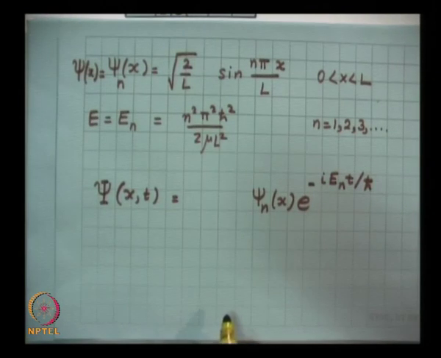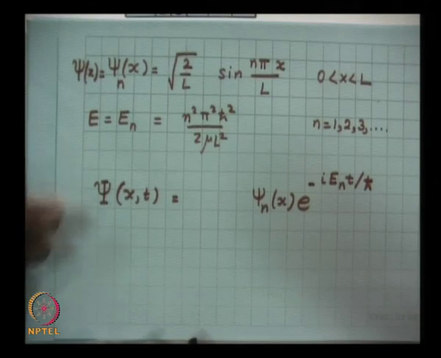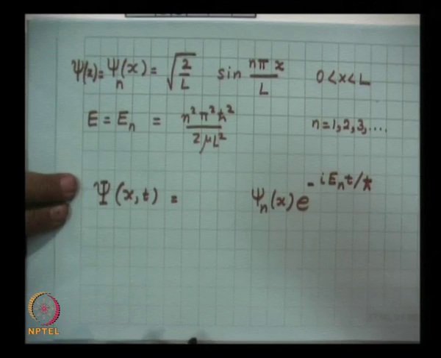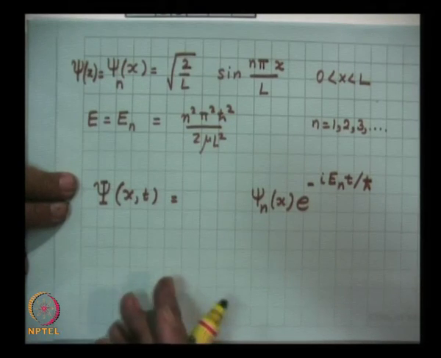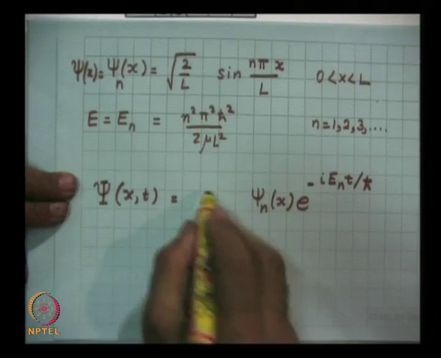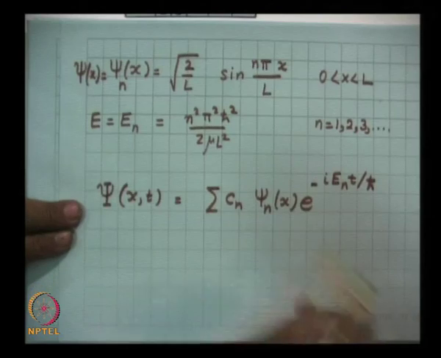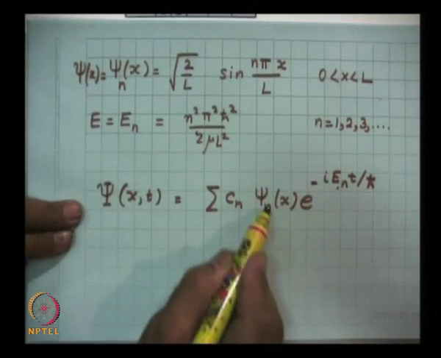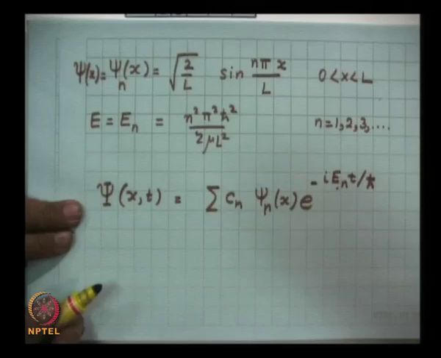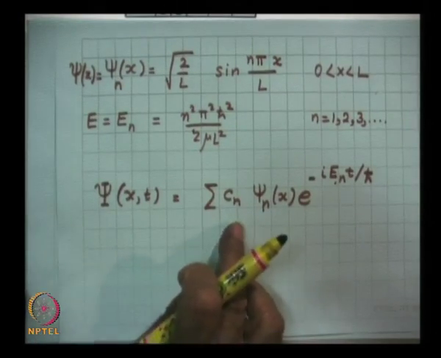Now, the most general solution of the time dependent Schrodinger equation will be a sum of this, the linear combination C n psi n of x e to the power of minus i E n t by h cross, where E n is given by this and psi n is given by this. This superposition of different states is a characteristic of quantum mechanics. Let us suppose you superpose only two states.